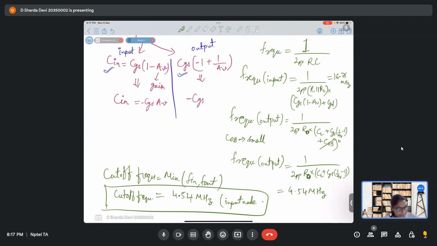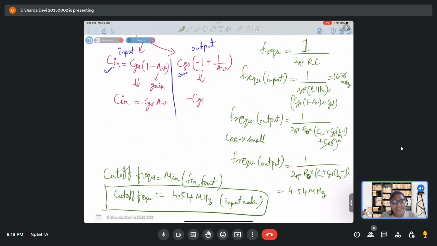Yes. So this is what we are getting. Now, how can we change our cutoff frequency if we want our output node to be dominant? We can simply increase the value of R naught, or we can simply increase the value of load capacitance. So our cutoff frequency will be output node dependent.